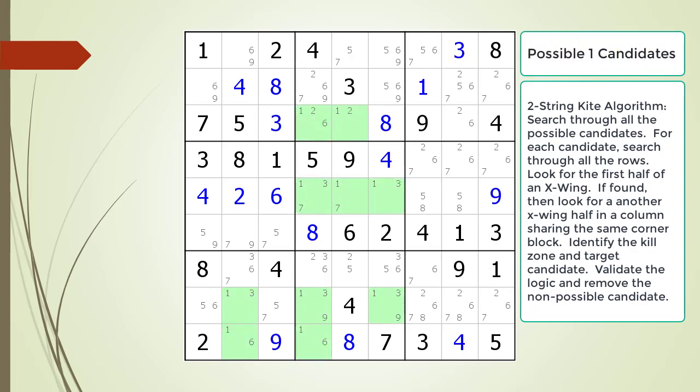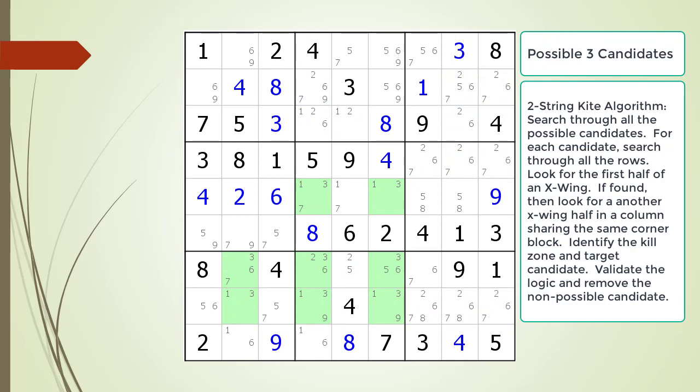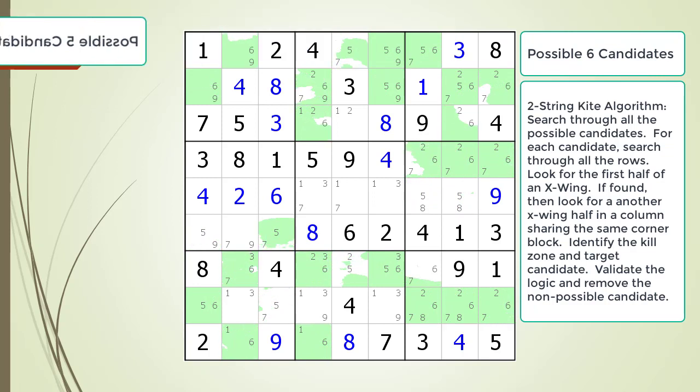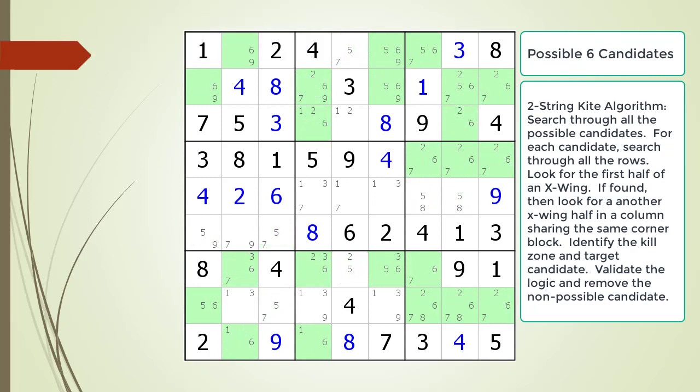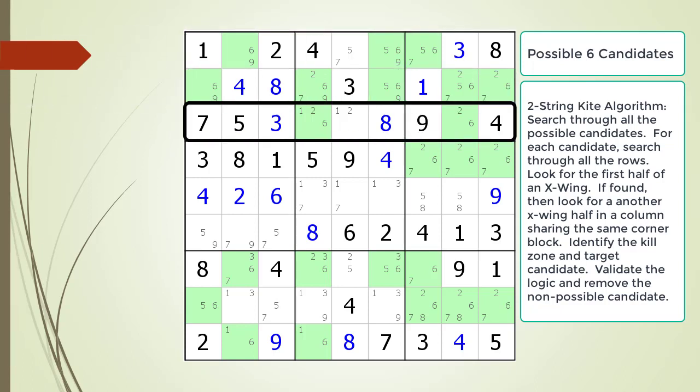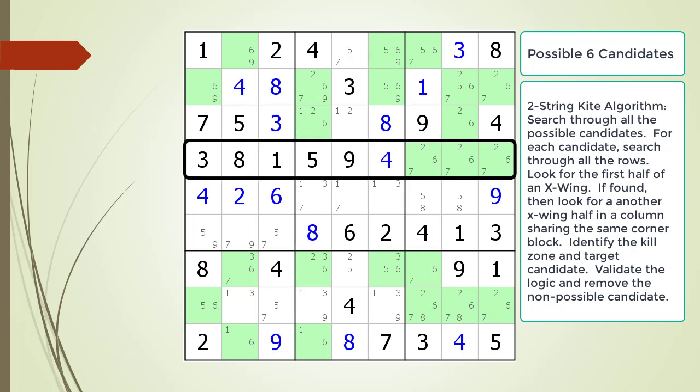To find a two-string kite pattern, we iterate through each of the possible candidates. After searching the possible 1 through 5 candidates, we did not find any two-string kite patterns. We are now looking at the possible 6 candidates. With each possible candidate, we search through each row of the puzzle looking for the first half of an X-wing. We find the first half of an X-wing pattern in row 3, but there are no columns having what we need for a two-string kite pattern.